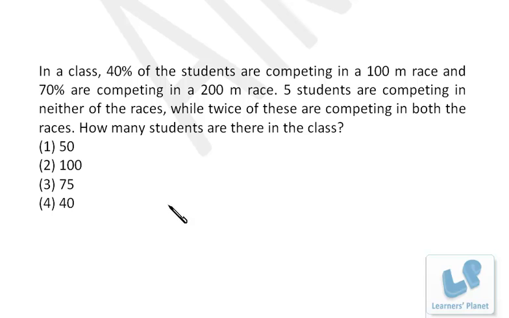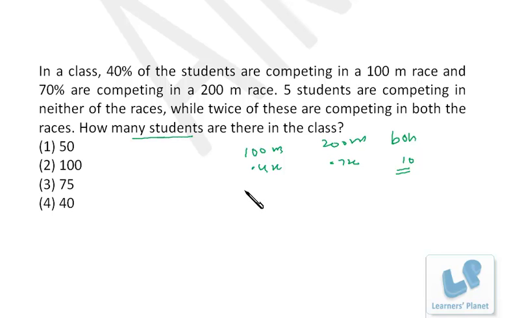Now let's see this one. In a class, 40% of the students are competing in 100-meter race and 70% in 200-meter. In all, we have to find out the total number of students. I assume them to be X, right? So in 100-meter, 0.4X are there. In 200-meter, 0.7X. 5 students are competing in neither, okay? While twice of these are competing in both. That means both is 10, right?